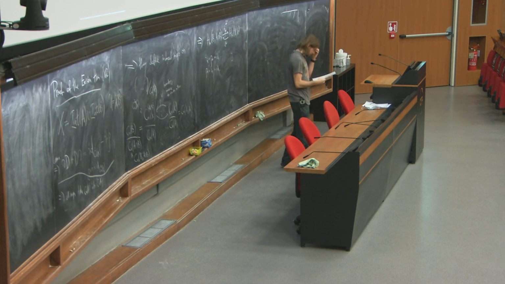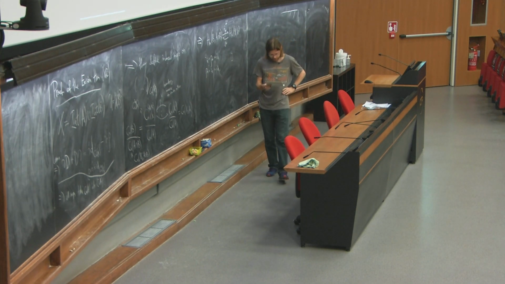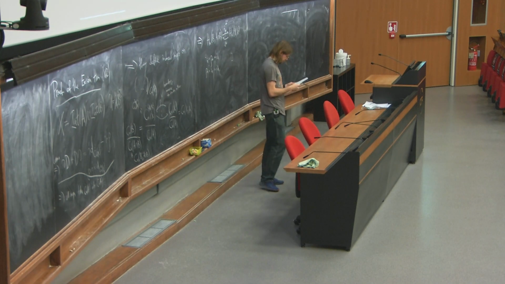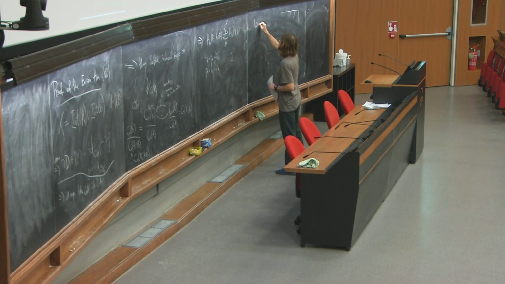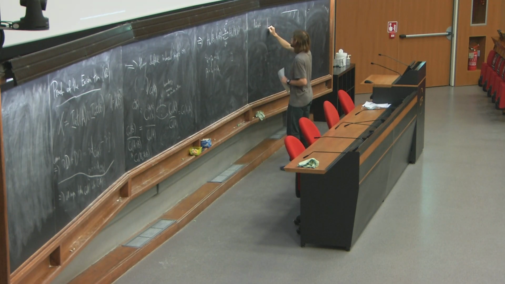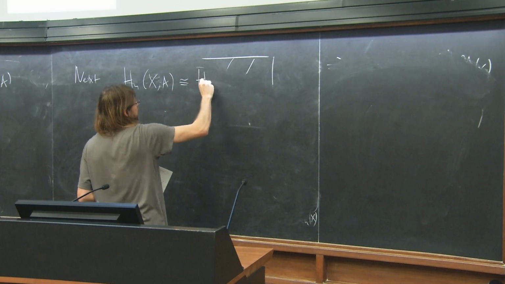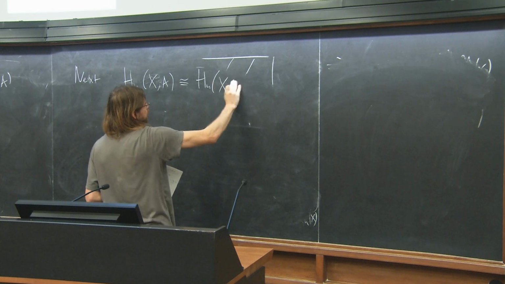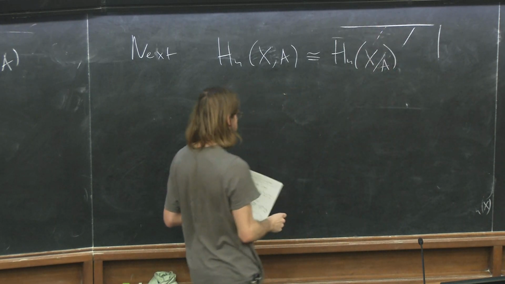In the next lecture, assuming that we have this statement of the excision theorem, we will show that under certain conditions we have essentially an isomorphism between the relative homology group for a pair and the reduced homology group for the quotient.